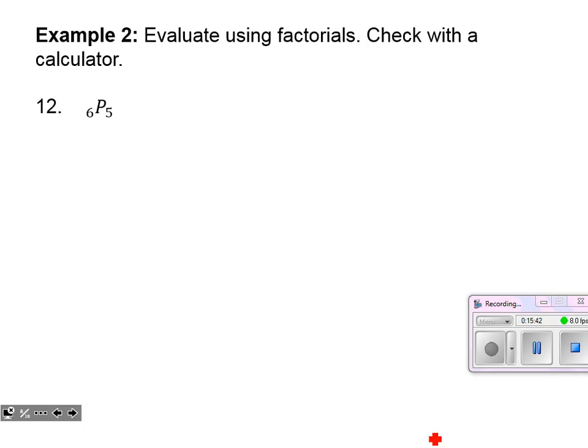So here, 6P5. So we're talking arrangement here. Same formula that we used on the last slide. I've got 6 objects, and I'm arranging 5 of them. So 6 minus 5 factorial is my denominator. That's 6 factorial over 1 factorial, which is just 6 factorial. So we think, okay, 6 times 5 times 4 times 3 times 2 times 1. Well, we already covered that 5 factorial is 120.